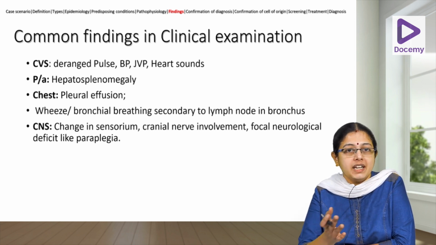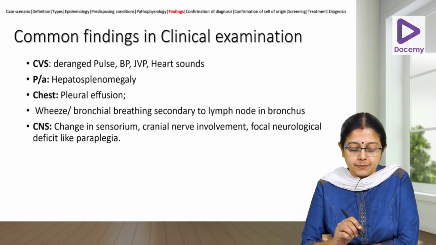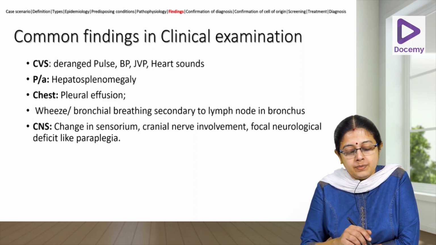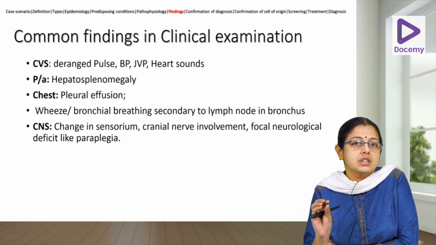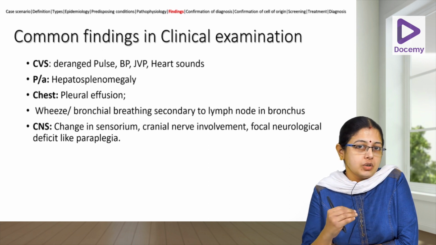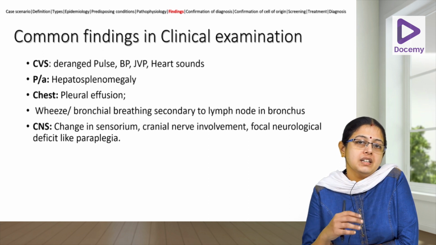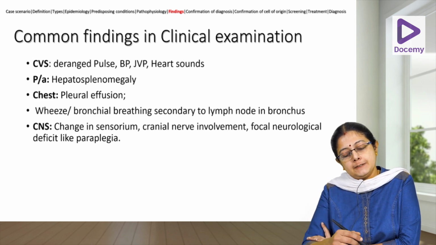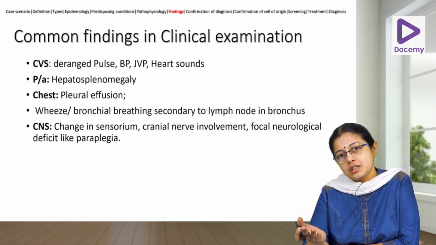Hepatosplenomegaly, again, because of the infiltration of the blasts into the liver and spleen. Just like pericardial effusion, the patient could develop a pleural effusion. They could have wheeze or bronchial breathing secondary to a lymph node in the bronchus. A partially obstructed bronchus will cause a wheeze, and a completely occluded bronchus, which leads to atelectasis and or consolidation because of the pooling of secretions, could cause bronchial breathing. And it could also get infected after that because the immunity of the patient is compromised.